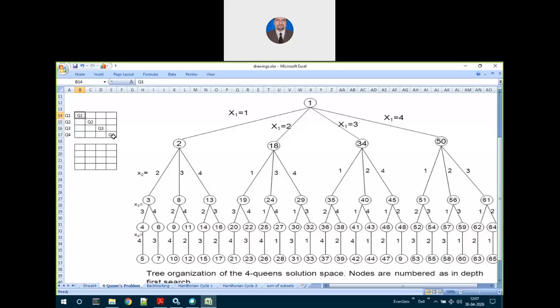Now let us try to draw only those things which are valid. Now let me use the annotation over here. Let me enable it.